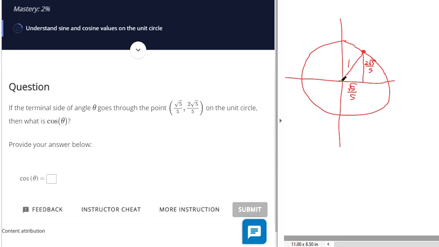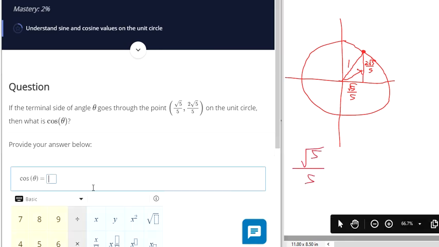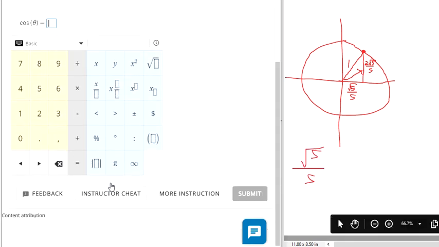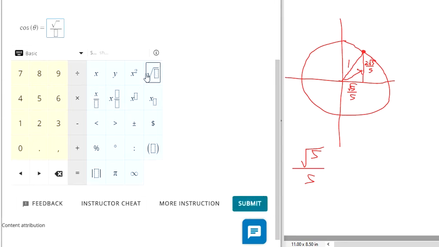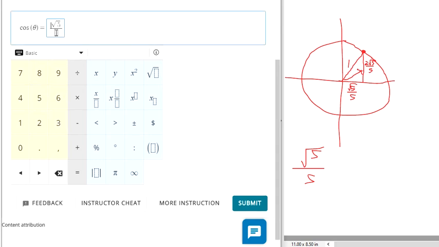Cosine is the adjacent over the hypotenuse. So this is opposite of angle theta. That means this has to be the adjacent, and this is the hypotenuse. So it's square root of 5 over 5. Let's make a fraction. Okay, square root of 5 over 5.